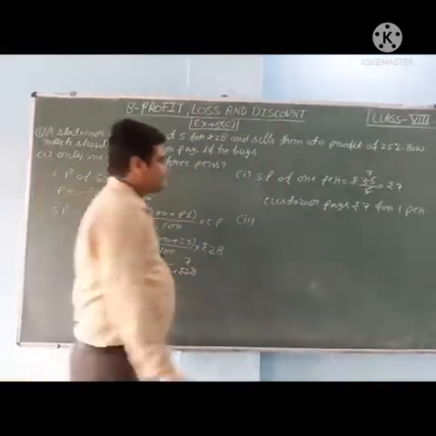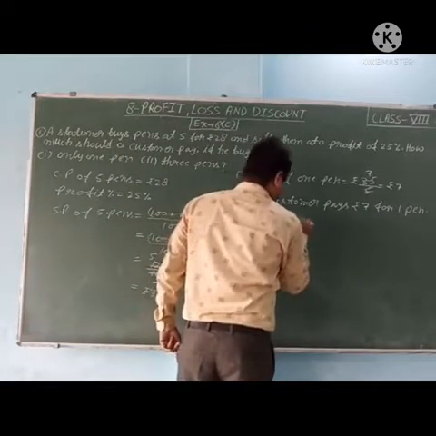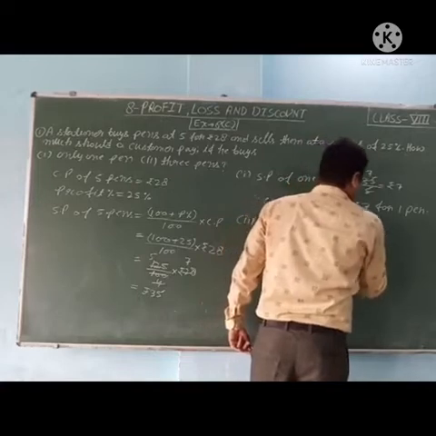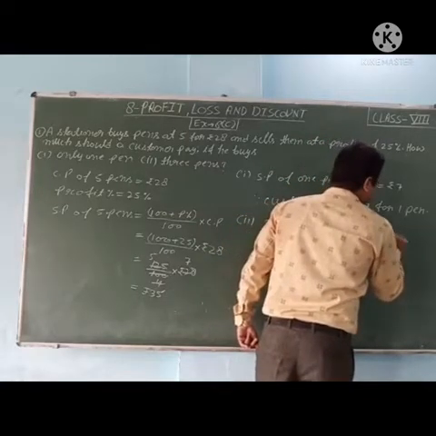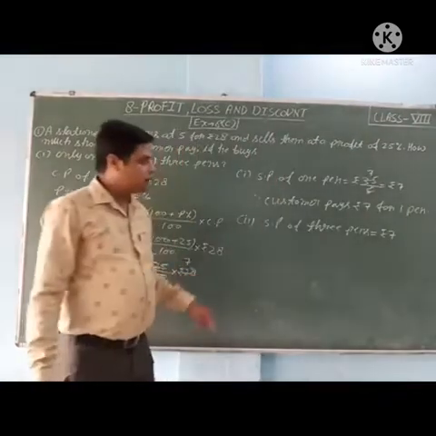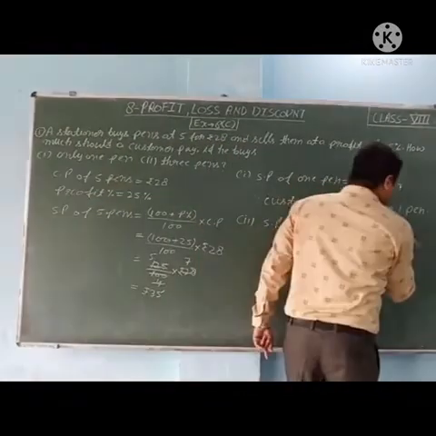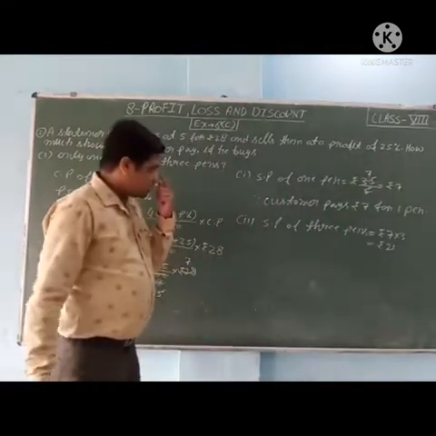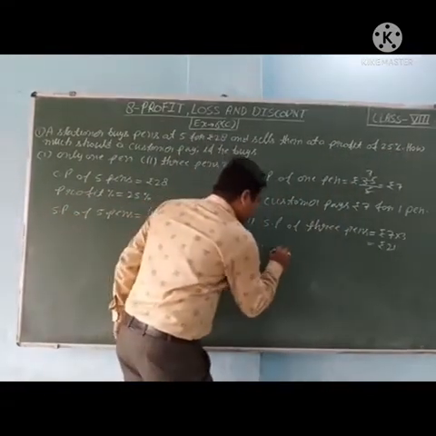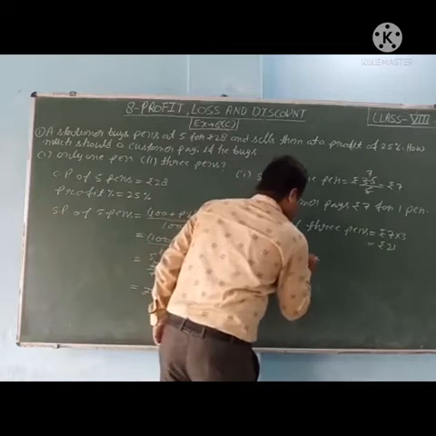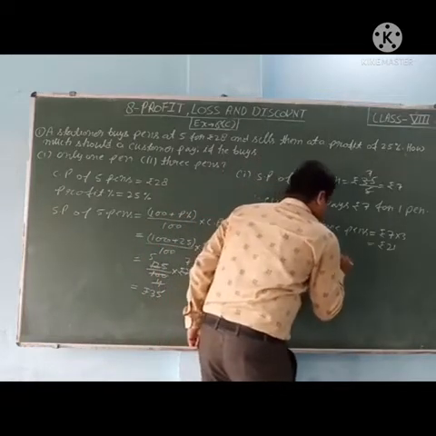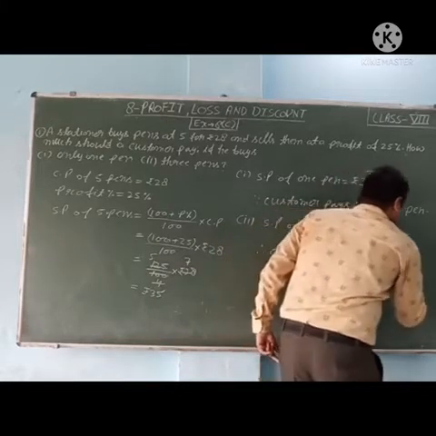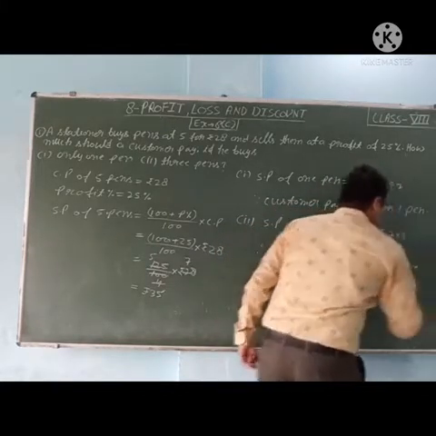So SP of 3 pens, very simple, is equal to ₹7, the selling price of 1 pen, multiplied by 3. So it is equal to ₹21. So the customer pays ₹21 for 3 pens.